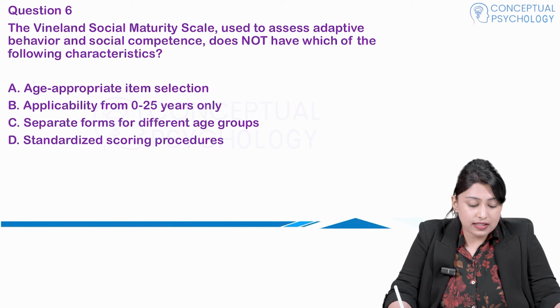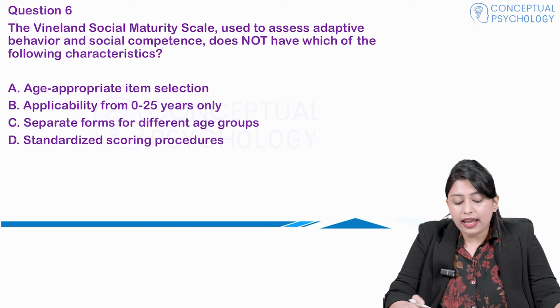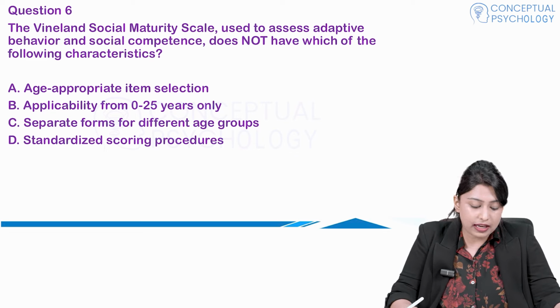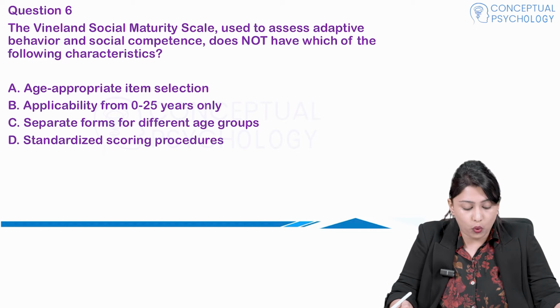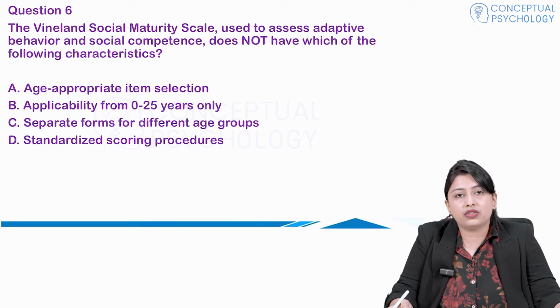The next question says that the Vineland Social Maturity Scale is used to assess adaptive behavior and social component. It does not have which of the following characteristics? A. Age appropriate item selection. B. Applicability from 0 to 25 years only. C. Separate forms for different age groups. And D. Standardized scoring procedures.